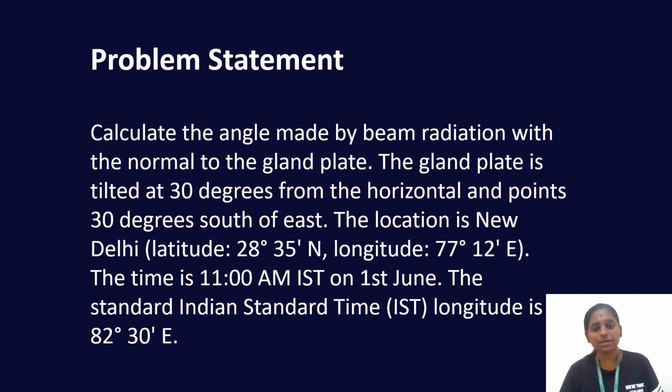Let's see the problem statement. Calculate the angle made by the beam radiation with the normal to the flat plate. The flat plate is tilted at 30 degrees from the horizontal and points 30 degrees south of east. The location is New Delhi. Latitude is 28 degrees 35 minutes north and longitude is 77 degrees 12 minutes east. The time is 11 a.m. IST on 1st June. The Indian Standard Time, known as IST, longitude is 82 degrees 30 minutes east. So we need to calculate the angle made by the beam radiation with the normal to the flat plate.